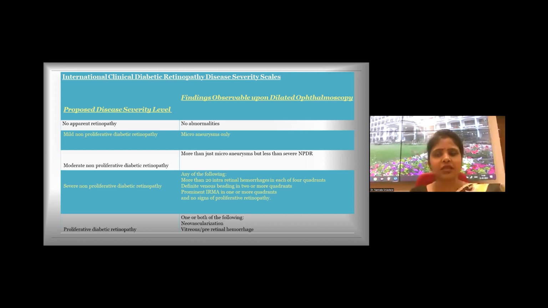Now severe non-proliferative diabetic retinopathy shows any of the following: more than 20 intraretinal hemorrhages in each of the four quadrants, definite venous beading in two or more quadrants, prominent intraretinal microvascular abnormality, that is IRMA, in one or more, and no sign of proliferative retinopathy. At the stage of proliferative diabetic retinopathy, one or both of the following are included: neovascularization, and vitreous or pre-retinal hemorrhages may be going on.